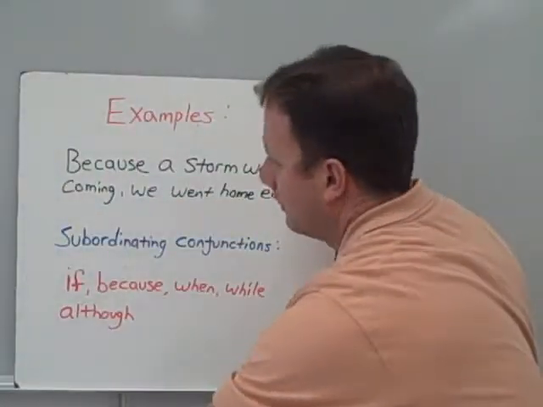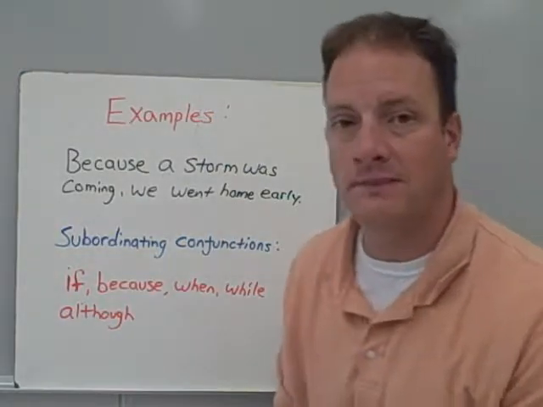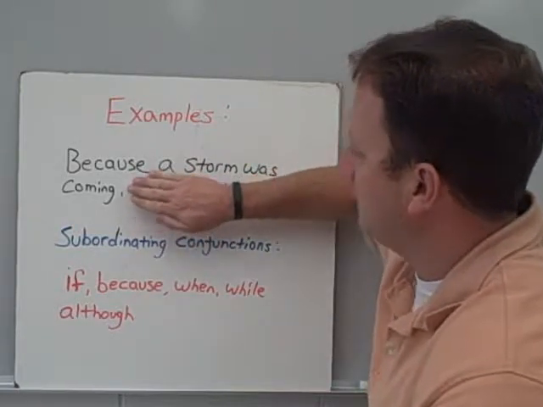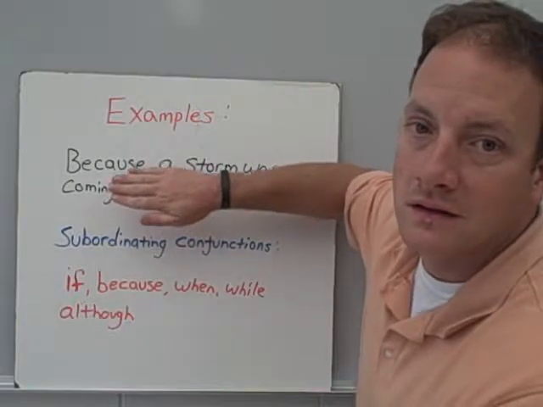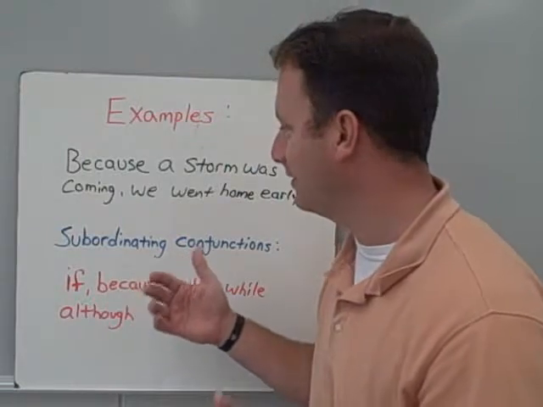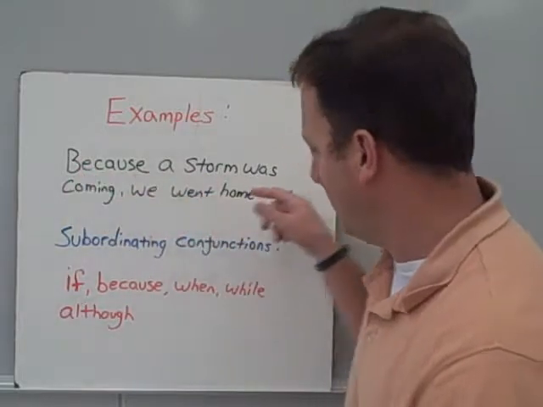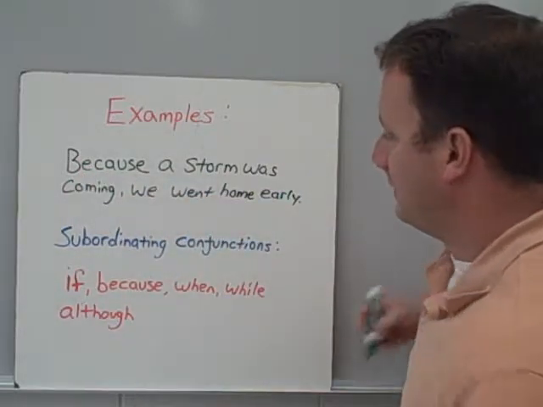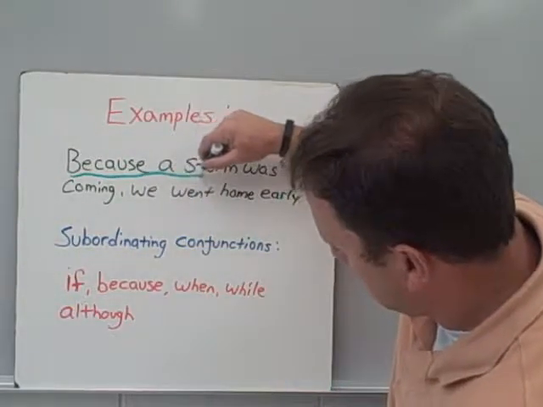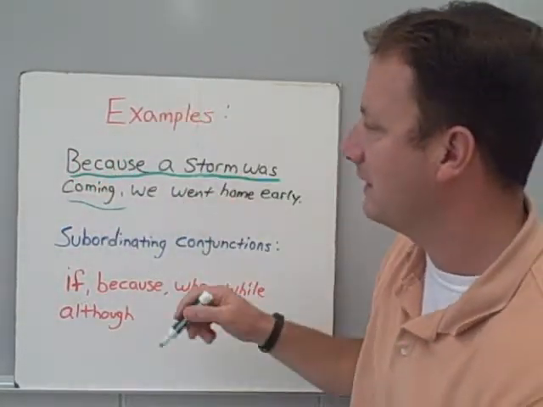All right, I have on the board here, it says, because a storm was coming, we went home early, okay? So let's look at this and break it down together. If this is all you saw, because a storm was coming, you would be asking, because what? What am I supposed to do? Okay, because the storm is coming, what am I supposed to do? All right, so this phrase needs some help. It needs something added to it that will help it. All right, so here is our sentence fragment, okay? This is your sentence fragment that I've underlined.